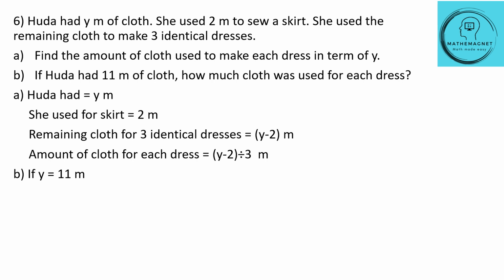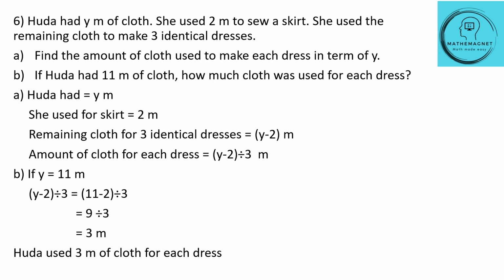We will substitute the value y with 11 in the above equation. y minus 2 divided by 3 will be equal to 11 minus 2 divided by 3, and that is 9 divided by 3, which is equal to 3 meters. So she used 3 meters of cloth to sew each dress.